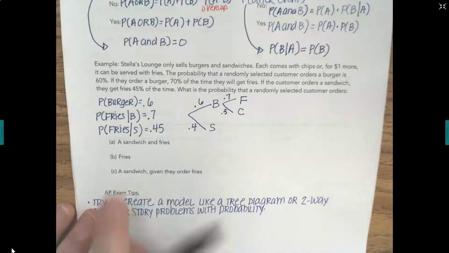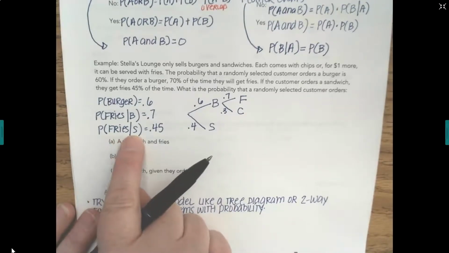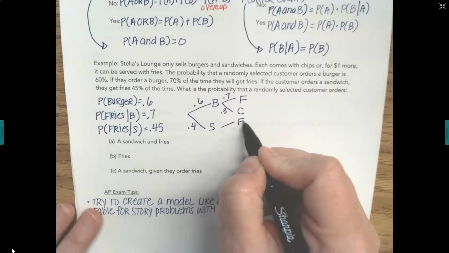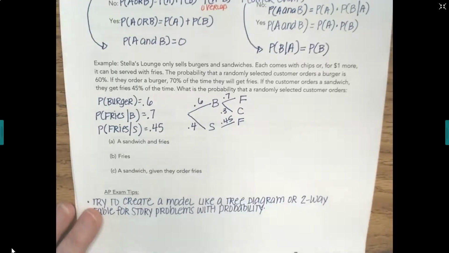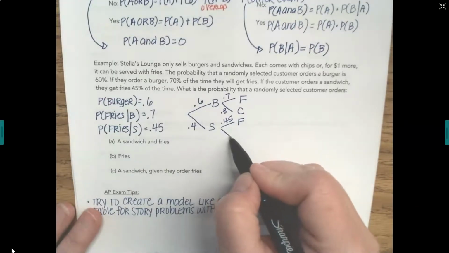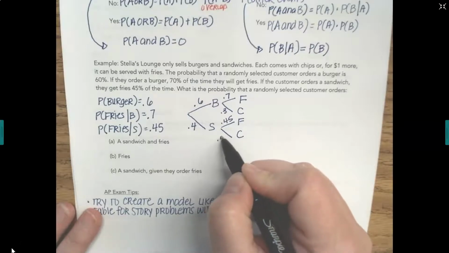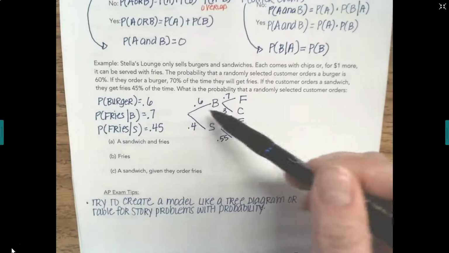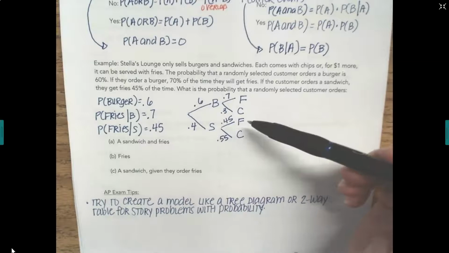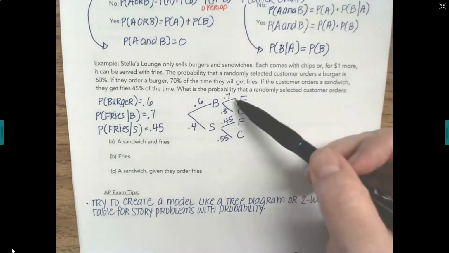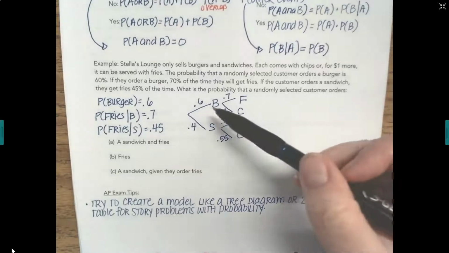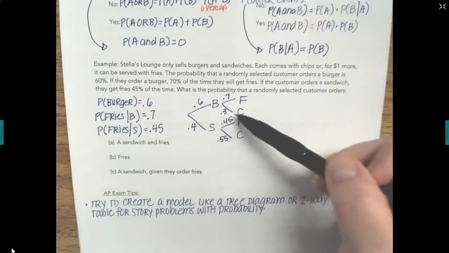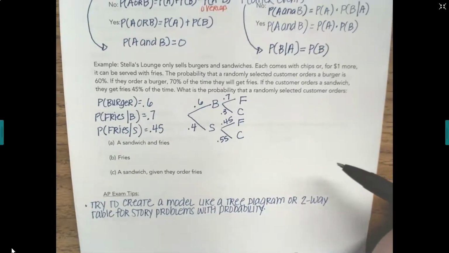Right? Now let's look at the sandwich people. It says the probability of getting fries given they have a sandwich is 45%. So they got a sandwich, so the probability of getting fries is 45%, which means the probability of them getting chips with the sandwich is 55%. Remember, every time you do a split, it should equal 1 when you add them together, because you have 100% of these people and you're dividing them out into what they did.